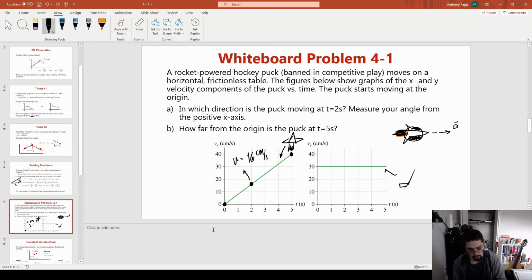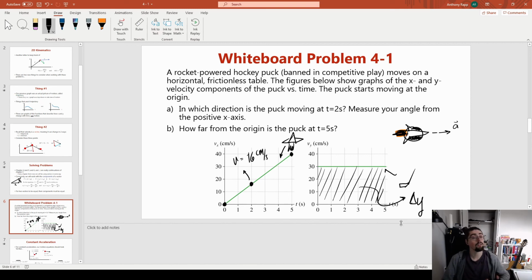30 times 5 is the correct number, but the exact method, if we want to describe how we're doing this, is that it's the area under the curve. We're doing an integration here. So this integration right here, if I were to look at this area, this tells me how far I traveled in the Y direction. Similarly, if we look at this one right here, this one tells me how far I traveled in the X direction.